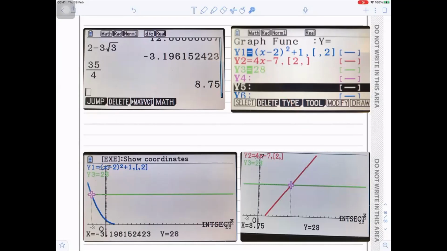Now, 35 over 4 is 8.75, which is that 8.75 there. So it is this point here. So you want this side, because when x is bigger than 8.75, you get a value bigger than 28, because that point there is 28. So you want this side. So that's how we decided using these graphs.